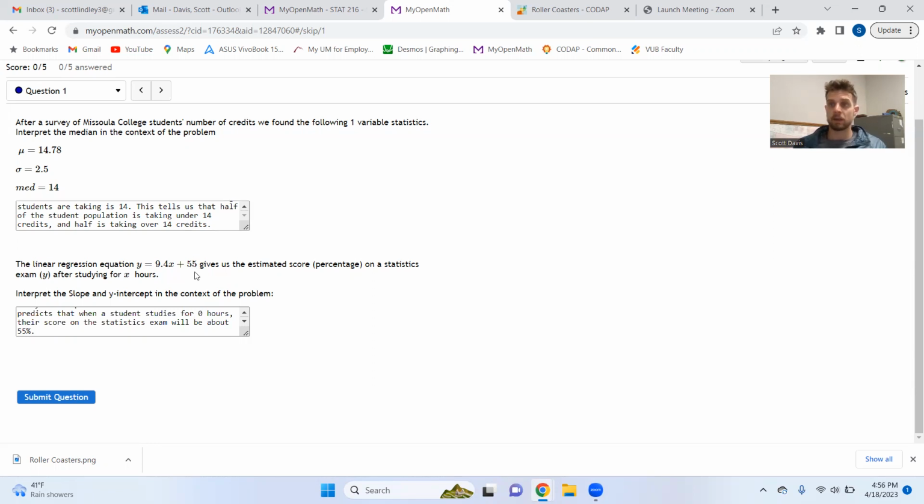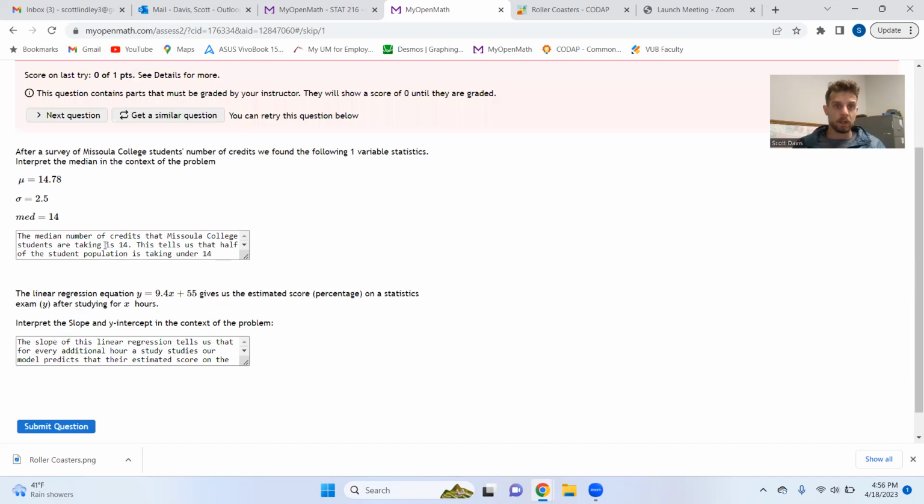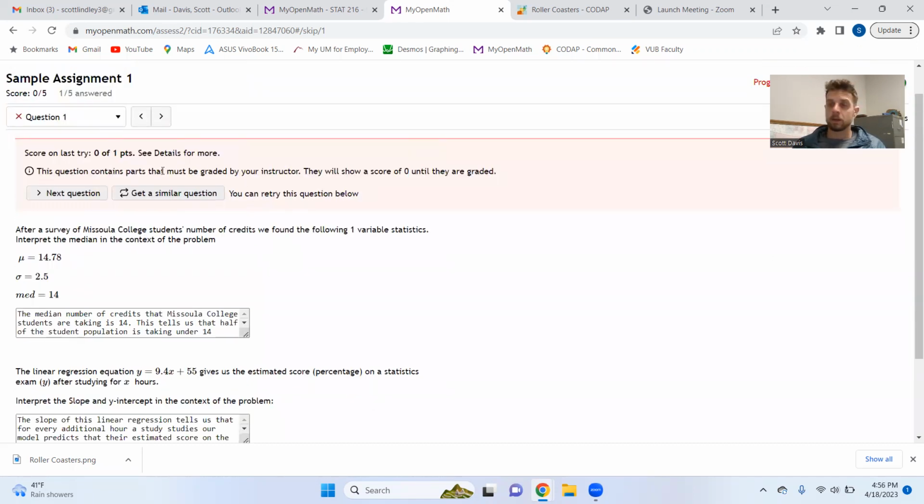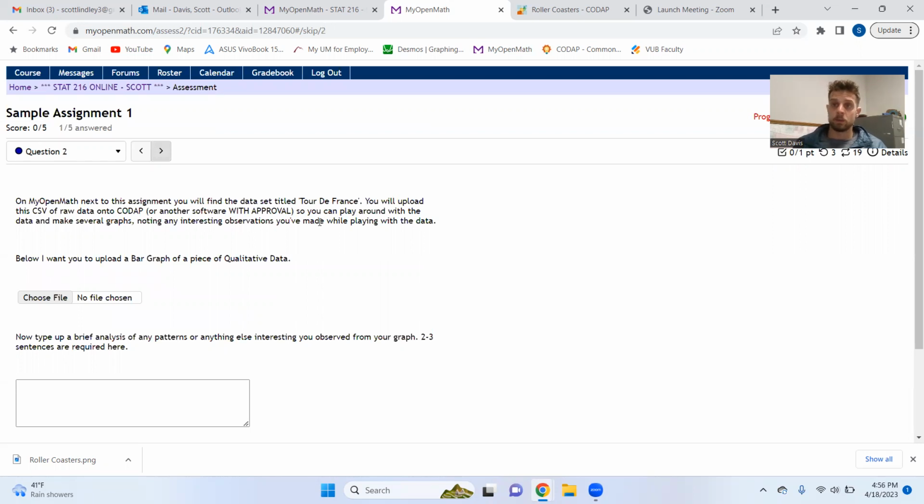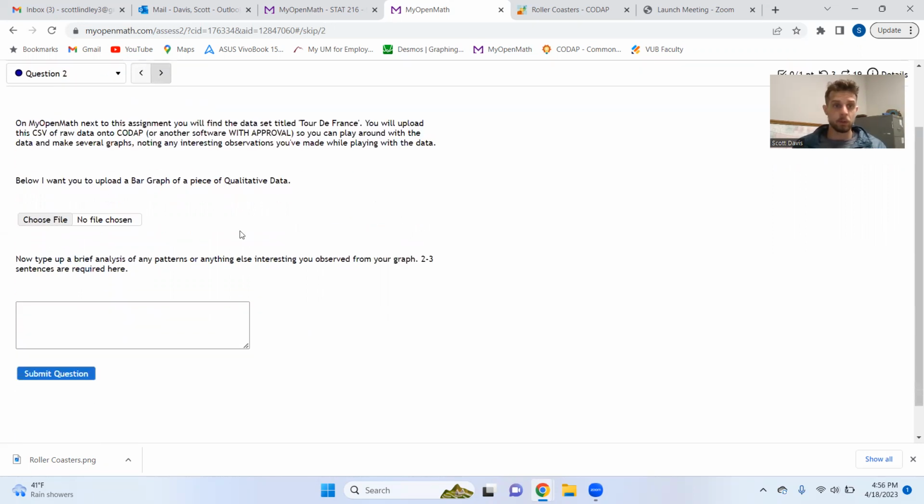On questions like this, I will have to manually go in and grade your responses. So you will submit, and you will not have credit until I go in and grade these manually. So question 2. This is something you will see in lessons 2 and 3, where you'll be asked to upload graphs. I just copied the exact question from lesson 2.